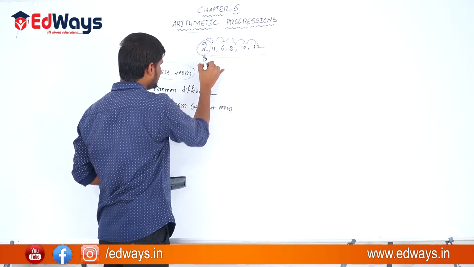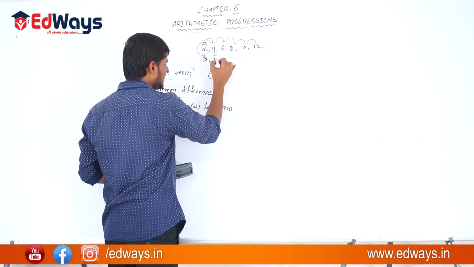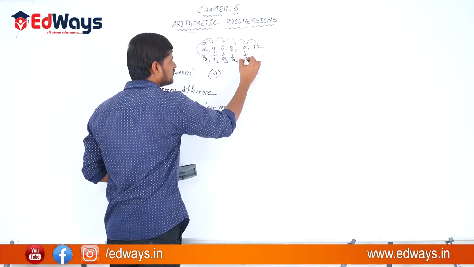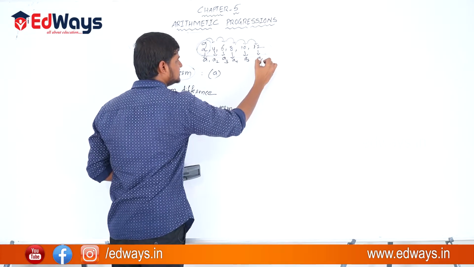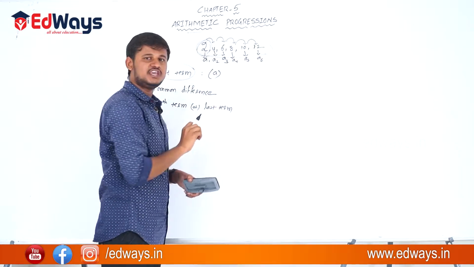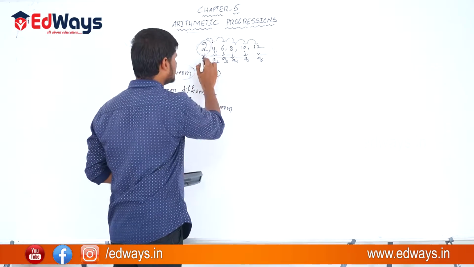So this will be a, and the second number is denoted by a2. So it is a1, a2, the third number is a3, fourth one is a4, fifth one is a5, sixth one is a6. Like that you can name the terms of the progression given in the arithmetic progression.